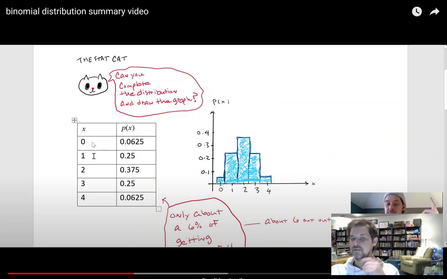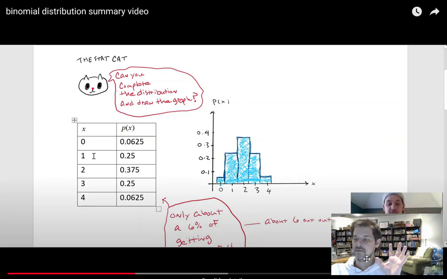If you flip a coin 4 times, the odds of getting no heads out of those 4 flips is 0.0625, so it's like a 6% chance. The odds of getting 1 head out of those 4 flips is 0.25, that's a 25% chance. That's what all these numbers mean, and this graph is a representation of that. So for x to be 0, this bar would have to go up to 0.06. For x to be 1, meaning 1 head out of 4 flips, this bar would have to go up to 0.25. So that's what you're looking at.